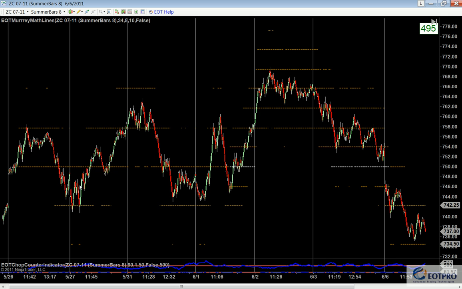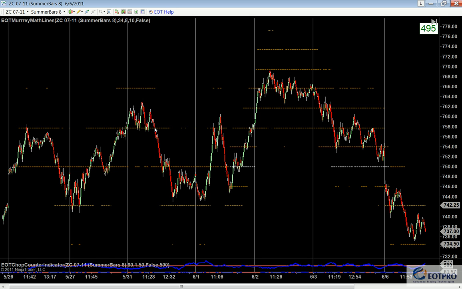So what I would do, and some of our clients like to use Murray Math lines this way, is get out at 2 when price would move 2 Murray Math lines away. So one line, we'd go through this line and we'd get to this line. That would be not a bad place to exit because it never seemed to want to go more than 2.5. Here's another price move right here, which was 2.5.